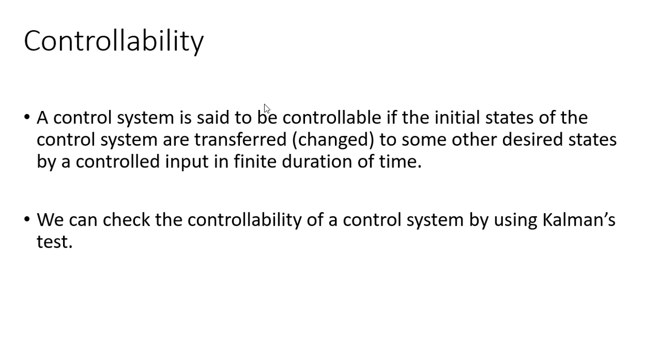Now, how to check whether the system is controllable or not? For that purpose, of course, we have to see one example. Before solving that example, we must know which rule should be used. We can check the controllability of a control system by using Kalman's test. So we have to use this test to check the system's controllability.